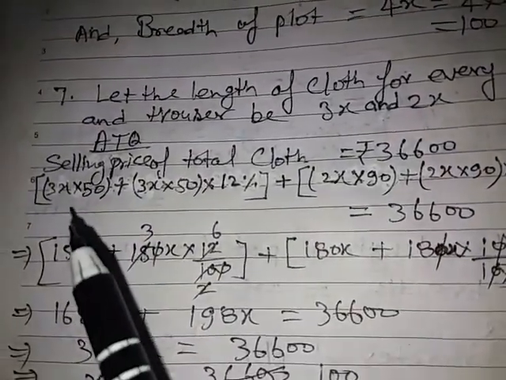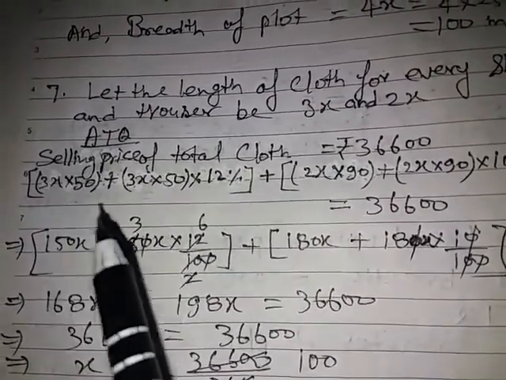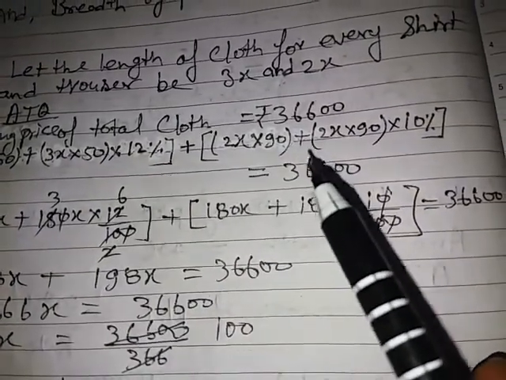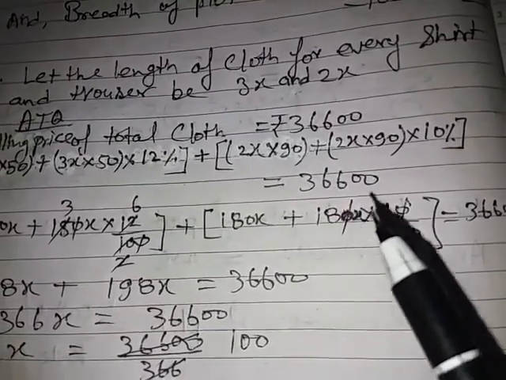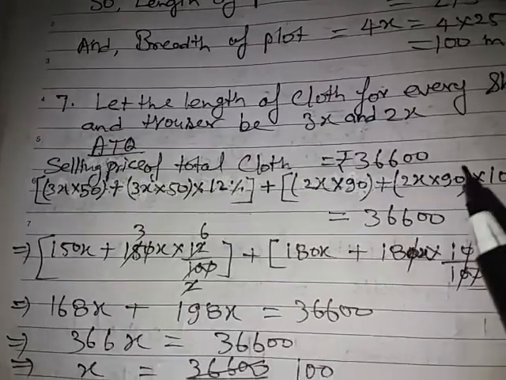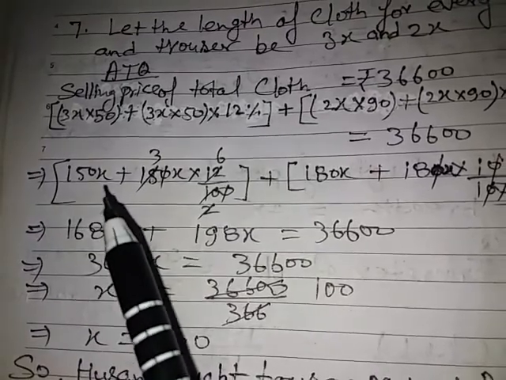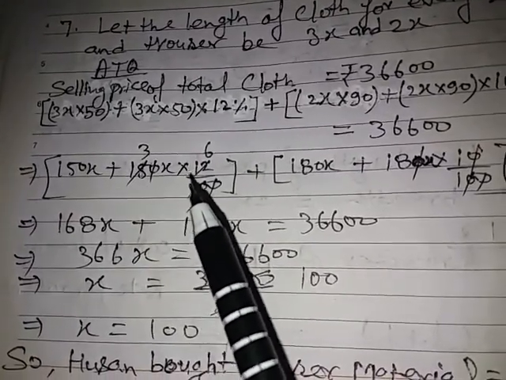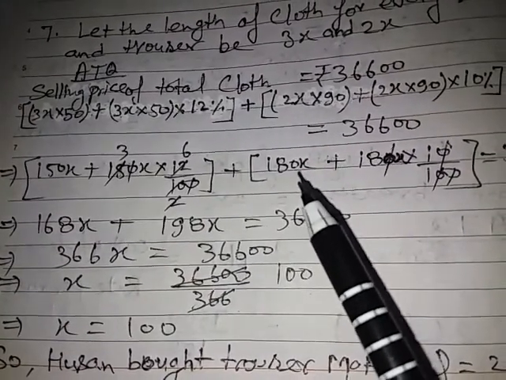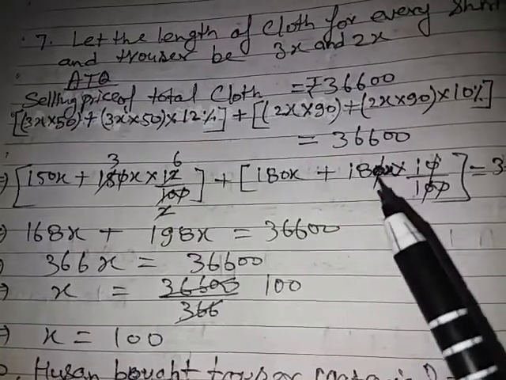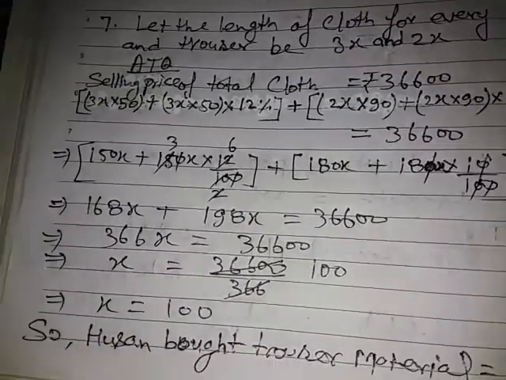This is equal to the total selling price, 36,600. Cost price plus profit is the selling price of shirt cloth. Similarly, cost price plus profit is the selling price of trouser cloth, and together it is the total selling price of shirt cloth and trouser cloth. Now 3 fifties are 150x plus 150x into 12 by 100, plus 2 nineties are 180x plus 180x into 10 by 100, is equal to 36,600.